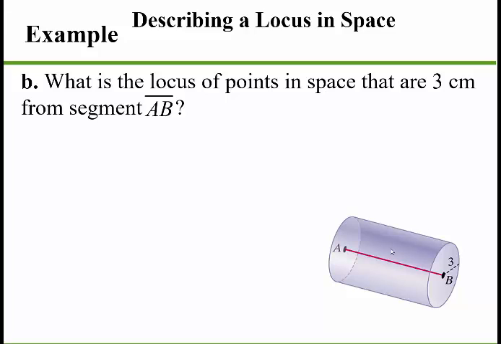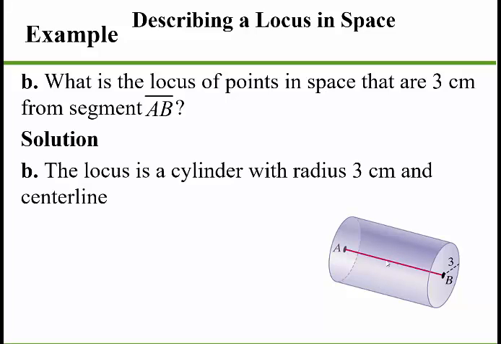And what is the locus of points in space that are 3 centimeters from segment AB? As you can see, you're going to have to go into space like this. So the locus is a cylinder with radius 3 centimeters and a center line like this.